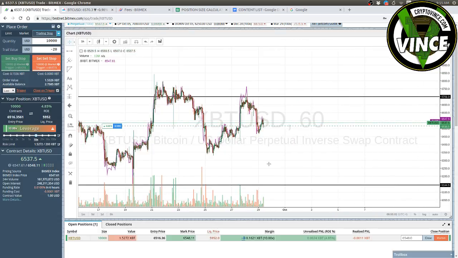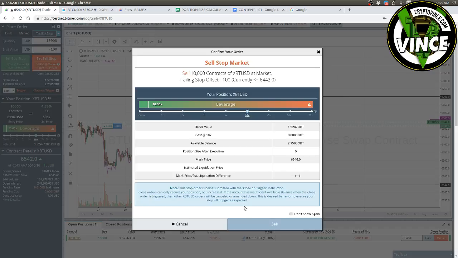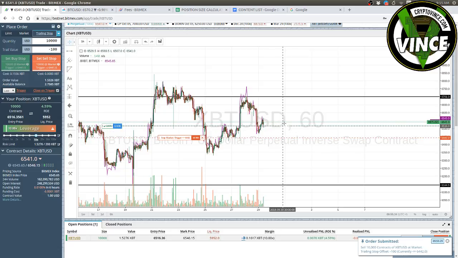Let's just make it simple from this price right now. Oh, the price is just going so fast here. So let's put minus 20, minus 50. You know what? Let's put 100 to make it a nice example. Sell stop loss. So you guys can see my stop loss has been placed $100 below my current price.